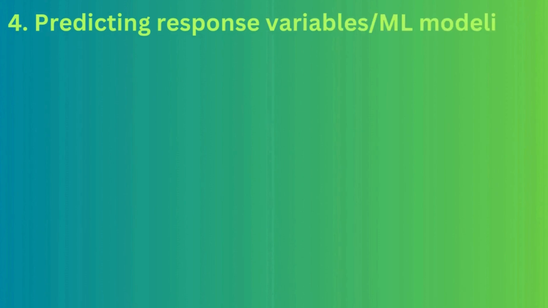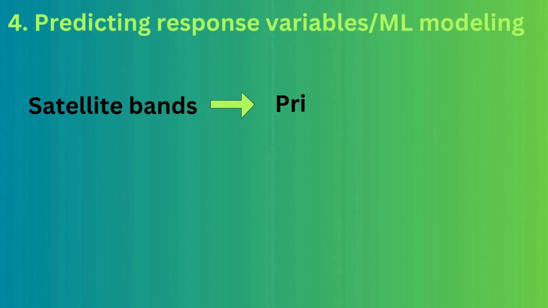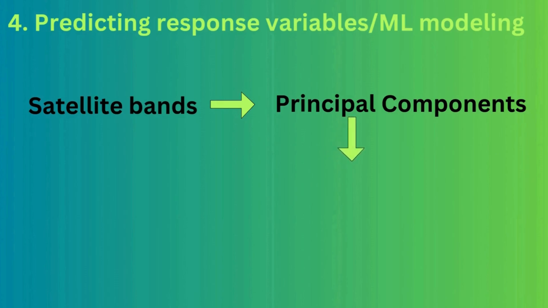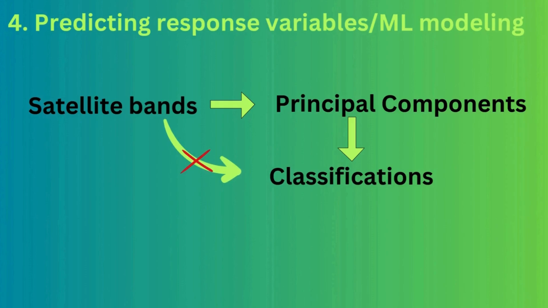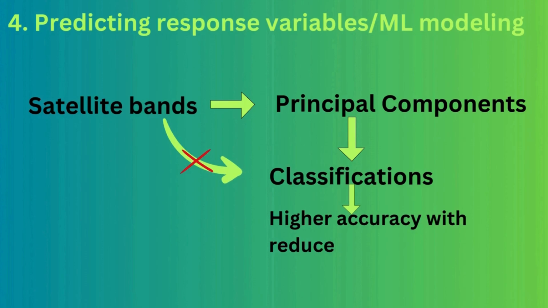For example, in land use land cover classifications, crop classifications, or any other type of classification task, we can use principal components. For example, when there are multiple satellite bands, we can extract the most important features from all the bands. These important features are then used for classifications rather than using all the bands. This approach helps in running the model with better accuracy and speeding up the processing time by using fewer features.